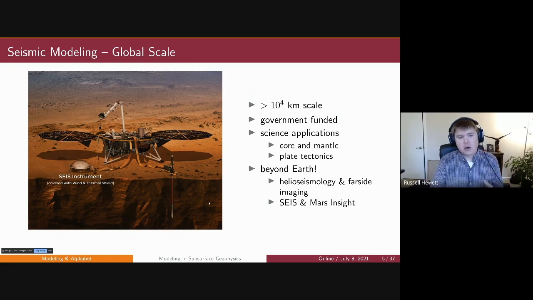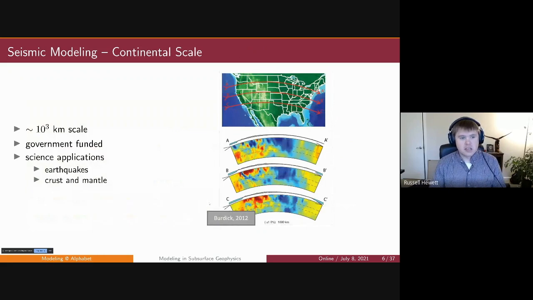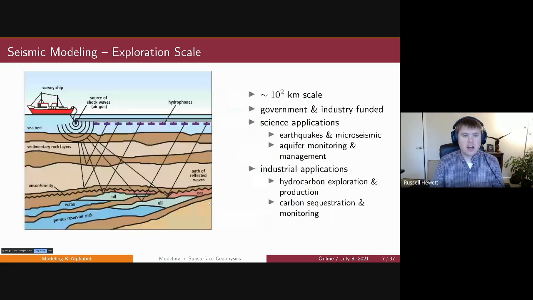Stepping back down now, we can look at data at the continental scale. So this is on the order of thousands of kilometers instead of tens of thousands of kilometers. Again, this is for mostly government-funded science applications, looking at earthquakes, forecasting them, forecasting hazards, examining the structure of the crust and the mantle. But this is typically looked at the scale of basically continents or regions, so within a state, countrywide, continent-wide.